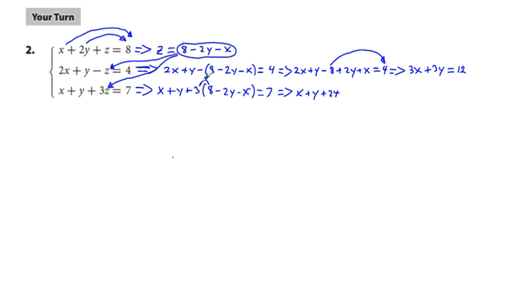Then we're going to have 3 times negative 2y, which is going to be minus 6y. And then we're going to have 3 times negative x, which is going to be negative 3x. And then that's going to be equal to 7. So we're going to have x minus 3x, it's going to be negative 2x. And we're going to have y minus 6y is going to be minus 5y.